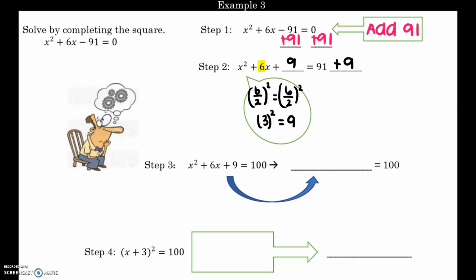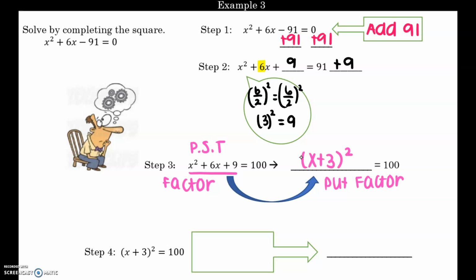After adding 9 to both sides, you'll see that we have a perfect square trinomial here. So let's factor our perfect square trinomial. And then after, I'd like you to put the factor here. Pause this video and factor x squared plus 6x plus 9. After factoring that perfect square trinomial, you should get x plus 3 times x plus 3.